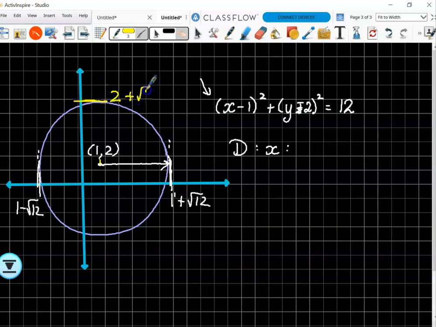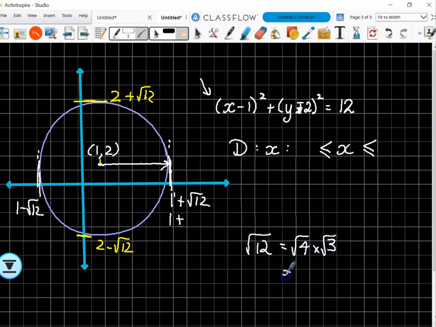2 plus root 12, and then 2 take root 12. Now, just to remind you, if we're saying the domain, it's going to be in between, so less than or equal to, greater than or equal to. Would you actually write root 12? No. What would you write instead? We're simplifying a square root, peeps. Root 12 is root 4 times 3, so 2 root 3. So this is going to be less than 1 plus 2 root 3 and greater than 1 take 2 root 3. Love it. Common sense.